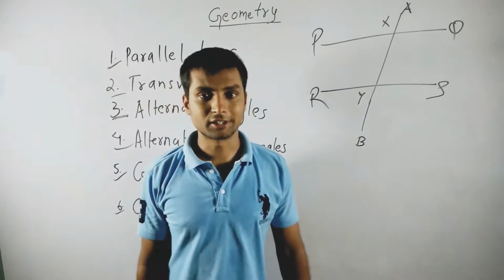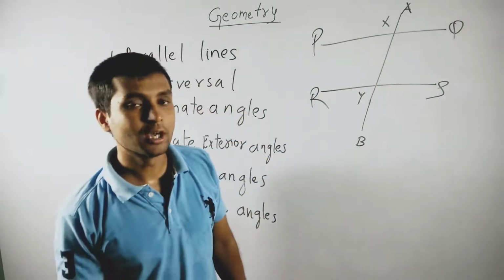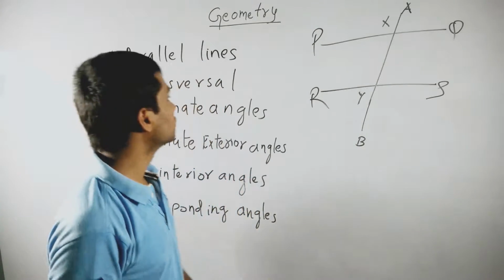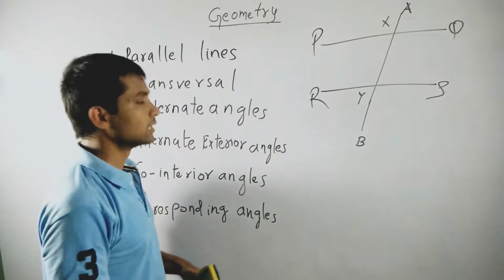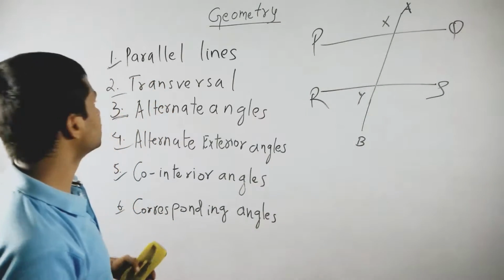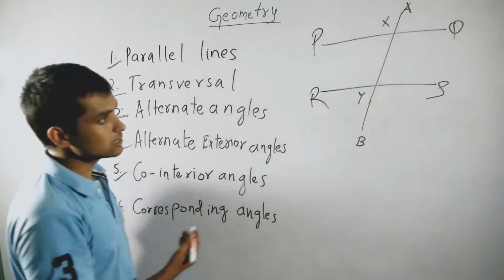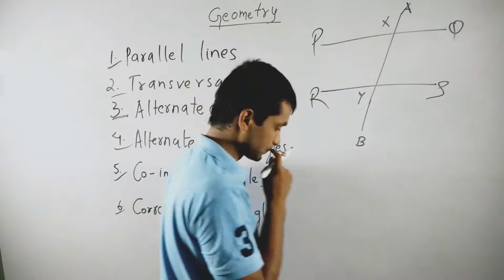Hello friends, in the last lesson we learned about a point, a line, an angle and different types of angles. We will continue with this lesson and here we will discuss parallel lines, transversal and the different types of angles formed when a transversal is formed.